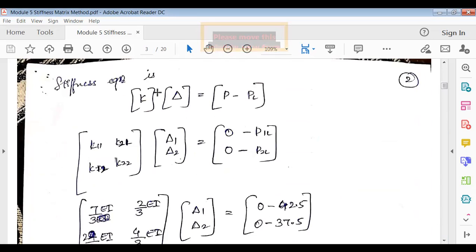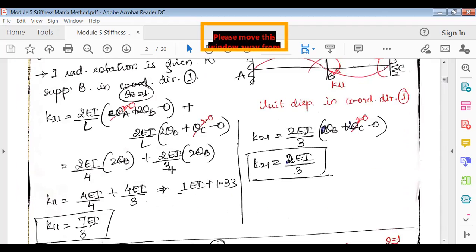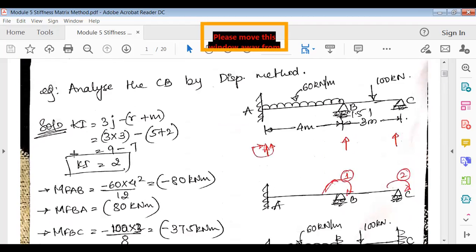That is K into delta is equal to P minus PL. This is the stiffness equation. We'll be using this equation in the matrix to solve the unknowns. So let us take an example. Analyze the continuous beam by displacement method. In the exam they might ask you displacement method, stiffness method, or equilibrium method. All three mean the same.